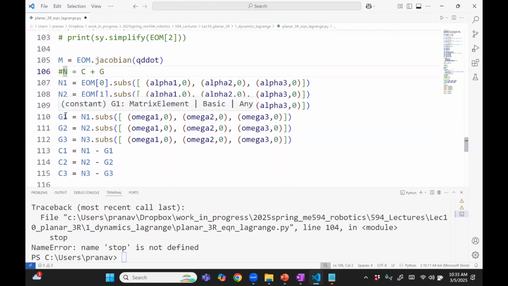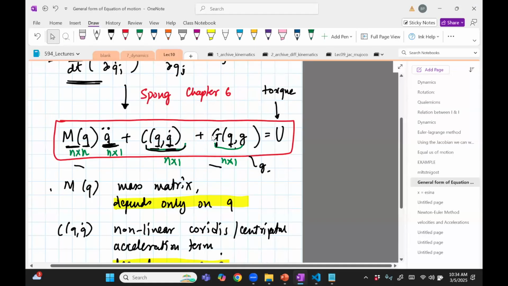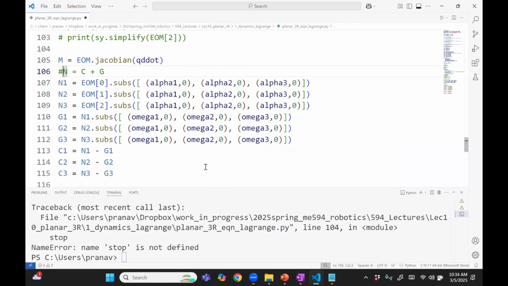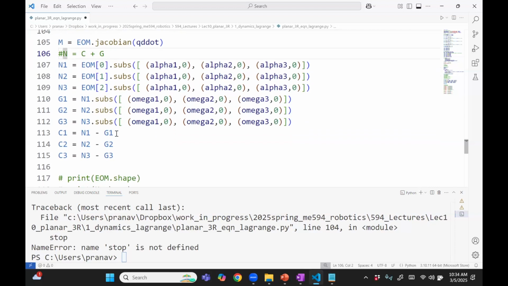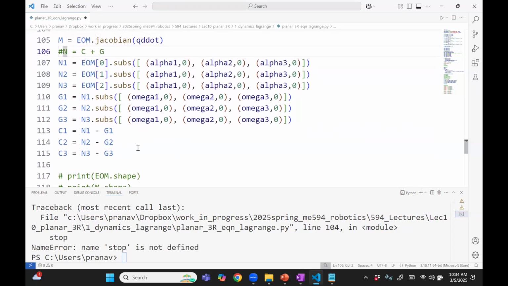And then to get G1, G2, G3, I essentially substituted omega 1, omega 2, omega 3 as 0. So I put in this term, now that you have the sum C plus G, if you put Q dot equal to 0 in this sum, then you'll get G. That's what I did. There are multiple ways of doing the same thing, essentially. So this is how I get G, and then C was N1 minus G1. Okay, so that's one way. I showed you another way in the notes, but all those methods will give you similar answers, just that you need to notice what is a function of what variable.